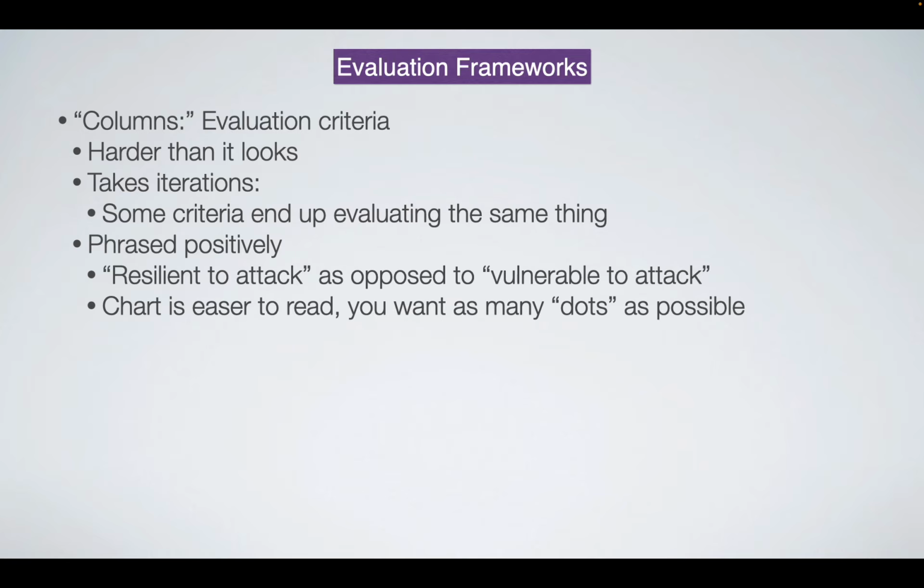So what we do is we try to change the wording of all the columns so that yes is always good. Okay, so instead of saying it's vulnerable to the attack, we'll say it's resilient to the attack. And then if I just glance at the table, if I see a lot of yeses, I'm like, okay, that's doing well. If I see a lot of nos, I'm like, that's not doing so well. And instead of yeses and nos, we usually use dots. Like a dot, you get it or you don't.